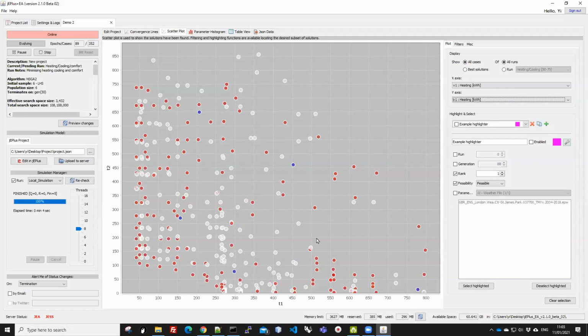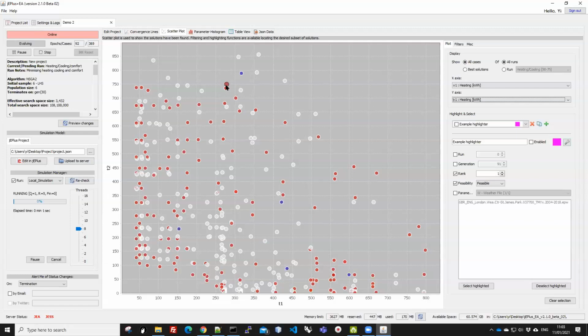Yeah, that's exactly the answer. Thank you, Peter. Yes, because we are dealing with three objectives now, and the Pareto front is actually a surface. It's no longer a line. So you have to imagine this is a 2D projection of a 3D surface.